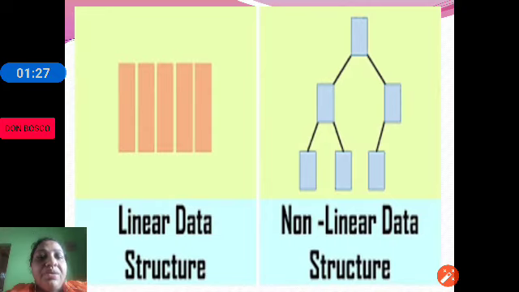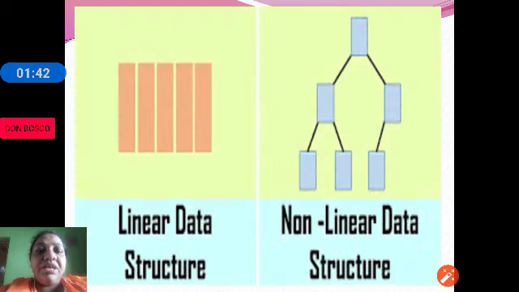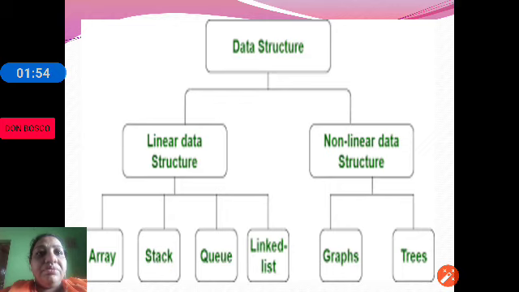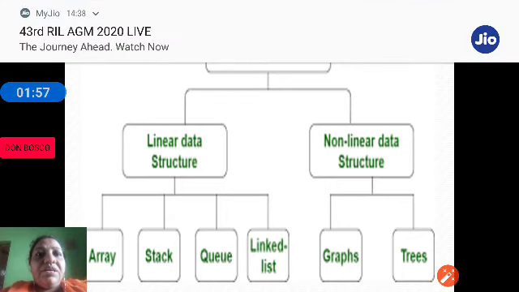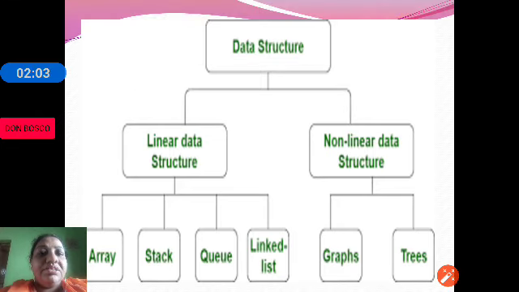Now, as we know, the non-primitive data structures are broadly classified into two: linear data structure and non-linear data structure. Linear data structure means there is a logical adjacency between the data elements, but in non-linear, there is no logical adjacency between the data elements. In linear data structures we have arrays, stacks, queues and linked lists, and in non-linear data structures we have graphs and trees.